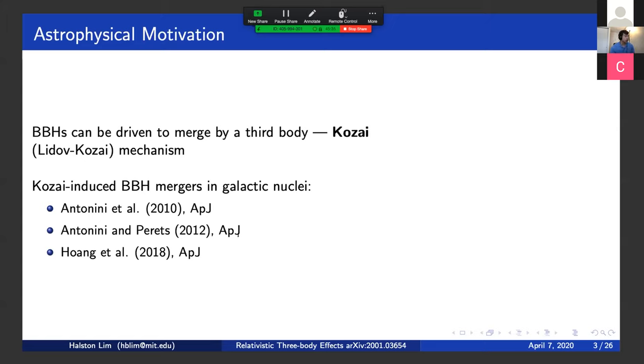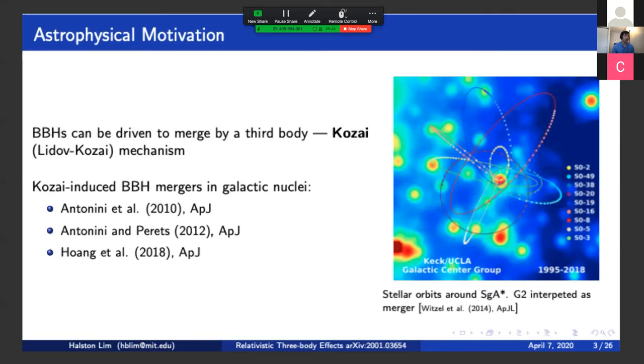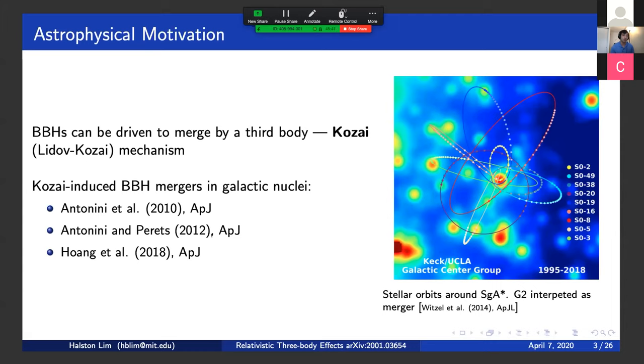As an example, there has been some theoretical research studying the detectability of these triple systems. I would also like to note that it's interesting that there have been observations of gas clouds around Sag A star, and these gas clouds have been interpreted to be the product of Kozai-driven mergers. So this is from the UCLA Keck group, and you can see various stellar orbits. What's not shown is a gas cloud G2, which they have interpreted as being a merger.